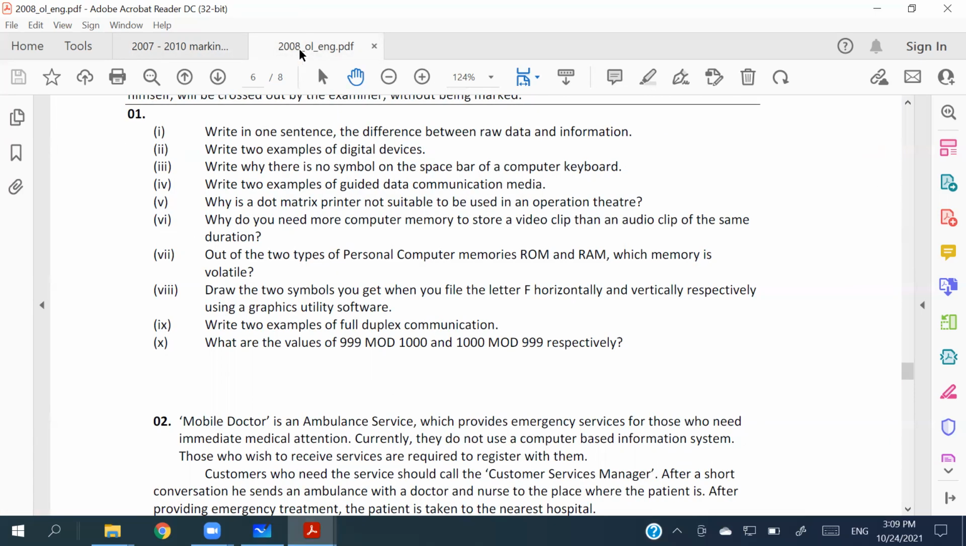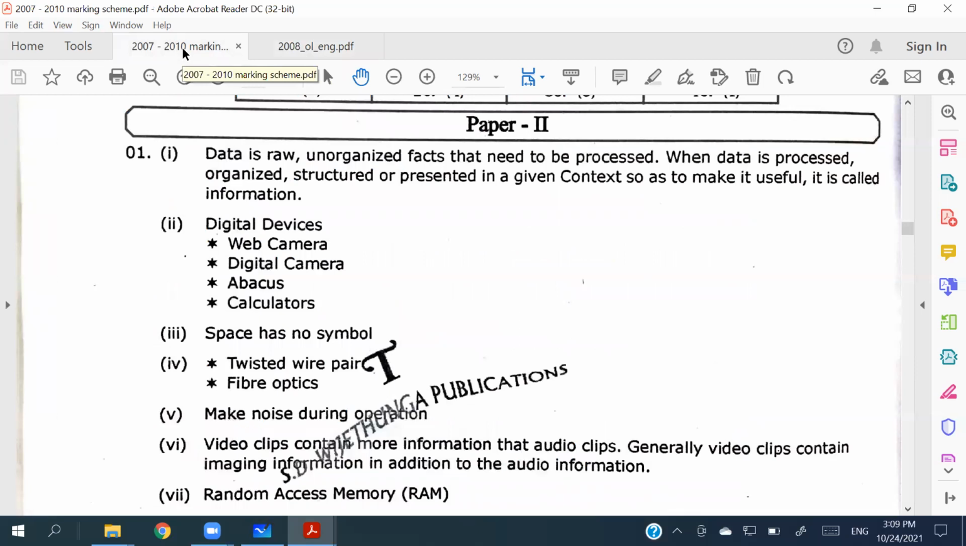In the 5th question, they're asking why a dot matrix printer is not suitable to use in an operation theater. Now, a dot matrix printer is an example of an impact printer. Impact printers make a loud noise, and that noise is not suitable inside an operation theater. So that is why dot matrix is not suitable inside an operation theater. You have to go with the same meaning: it makes noise during the operation, it says.